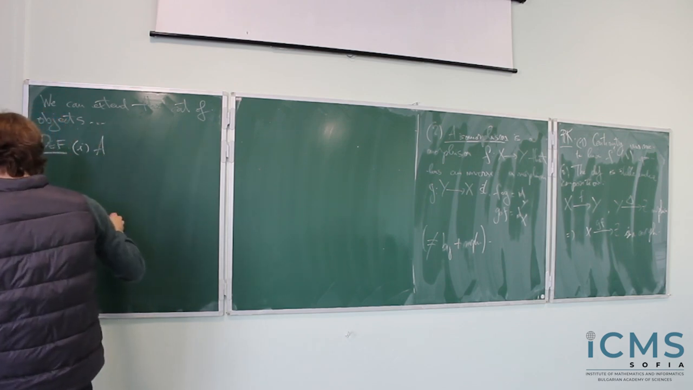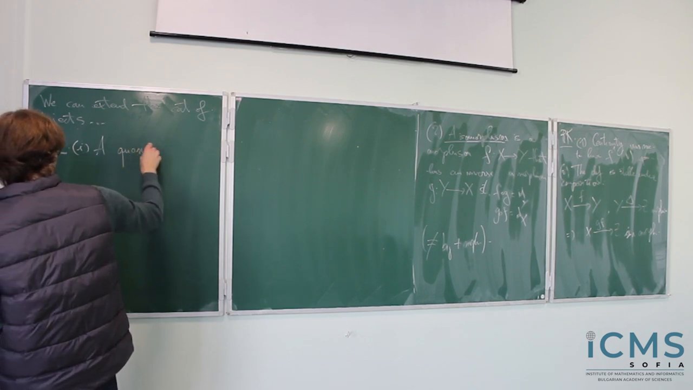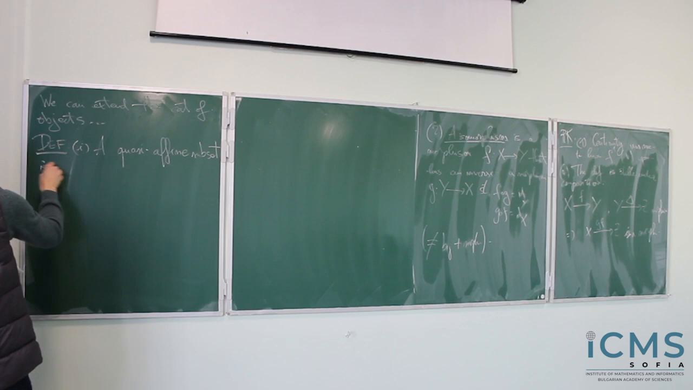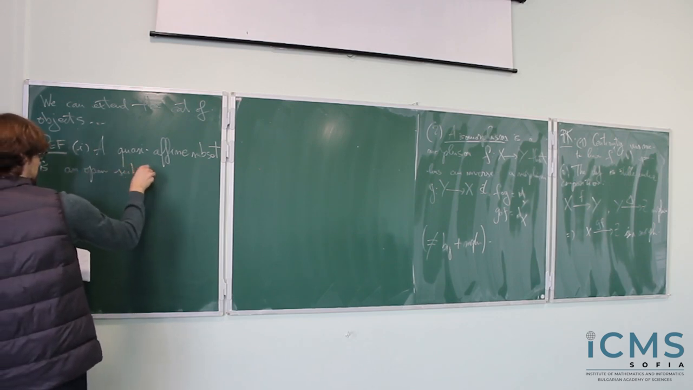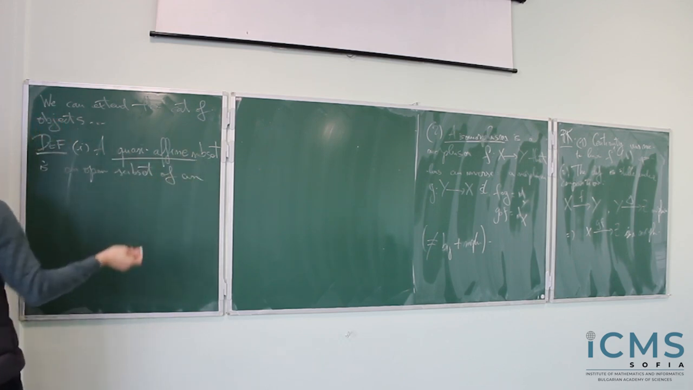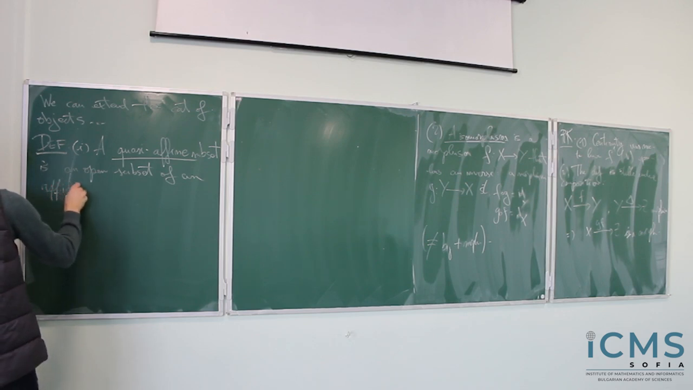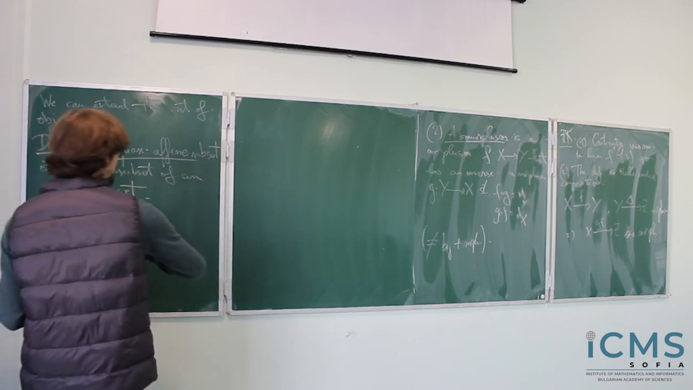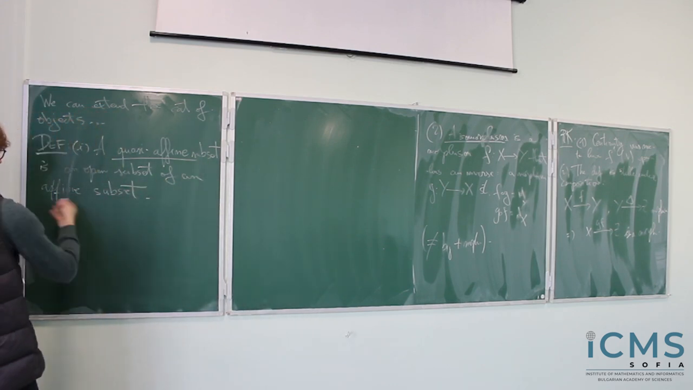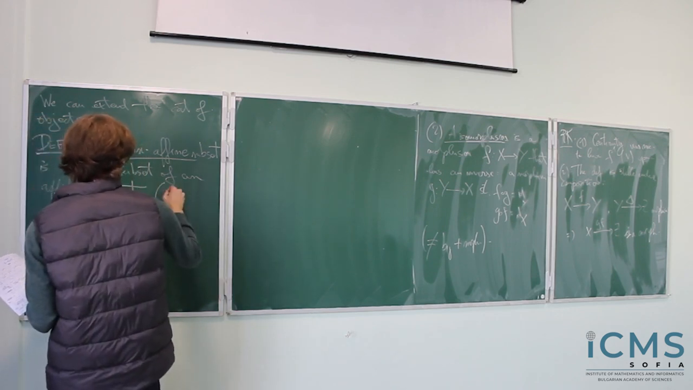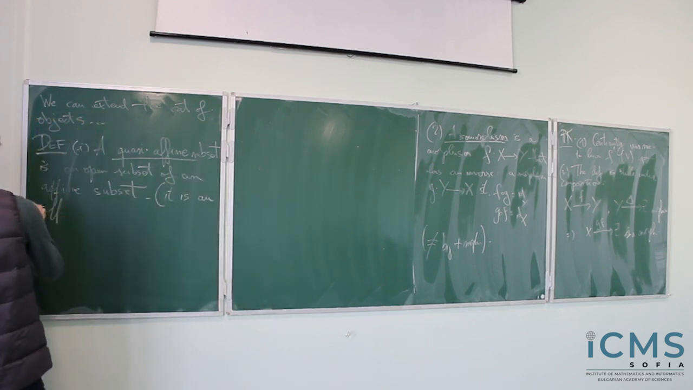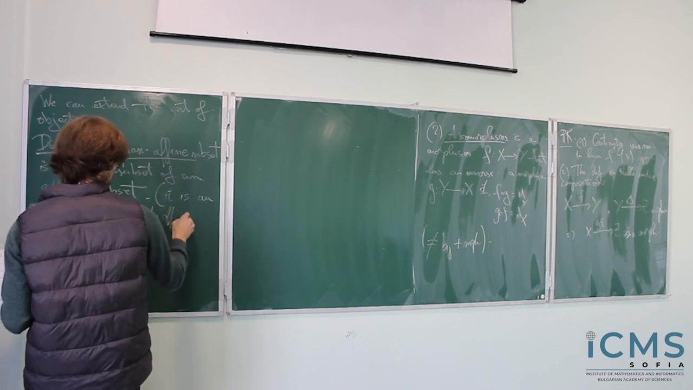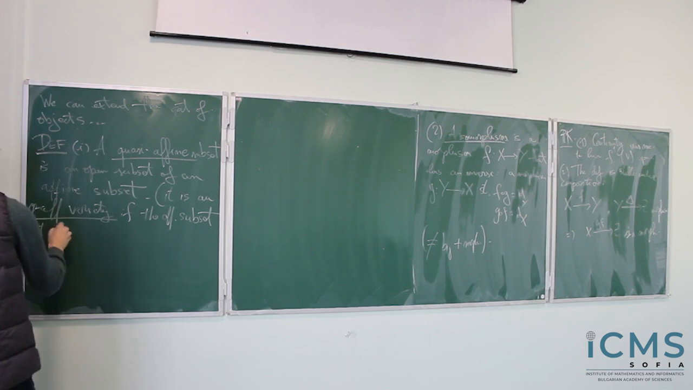So, what are these objects? We call a quasi-affine subset an open subset of an affine subset. We will replace subset with variety if it is irreducible. A quasi-affine variety is an open subset of an affine variety, which comes from a zero set.